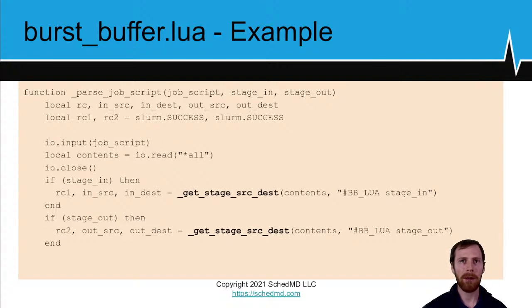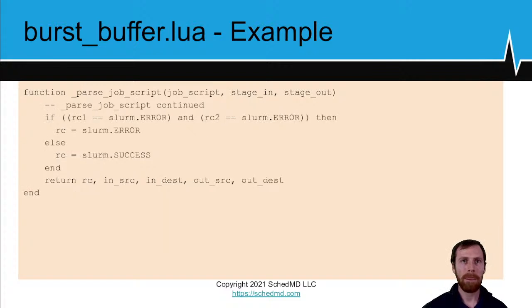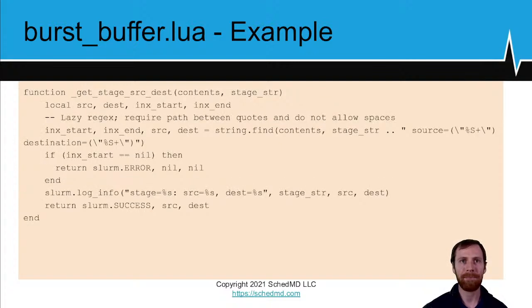So here's how I parse the job script. First, I read the entire job script, and then I call this next function, getStageSourceDest, which parses the lines. And then I just return error or success depending on what I found. And I also return the source and destination files.